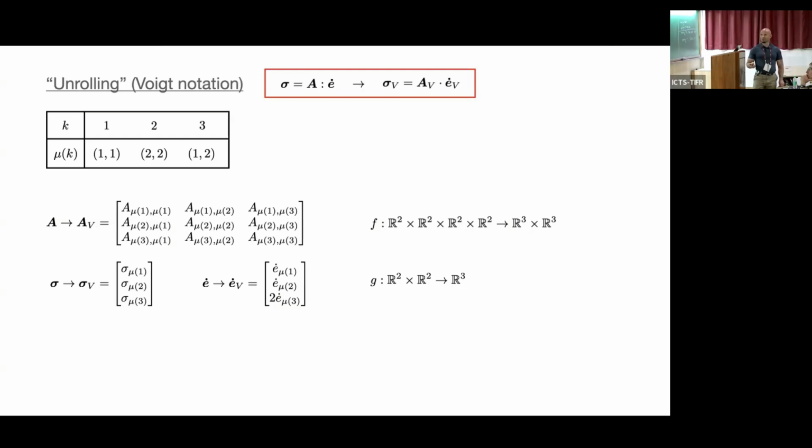So A, our fourth order tensor, became A_V, which is now this little matrix. The stress tensor sigma became sigma_V, which is now just a vector. The strain rate tensor became E dot V, which is again just a little vector now.